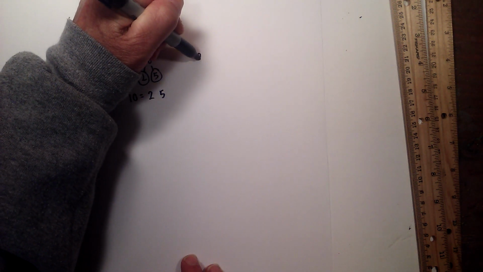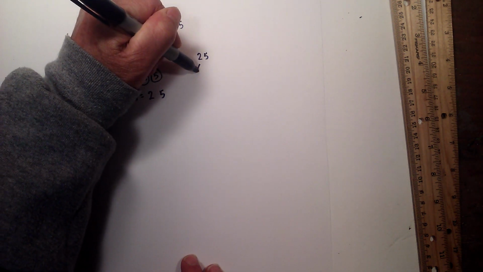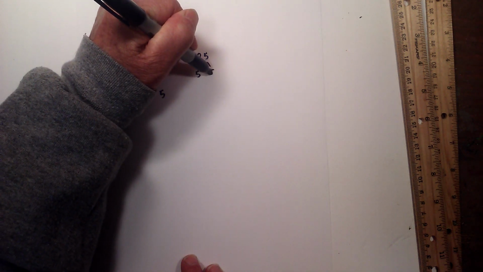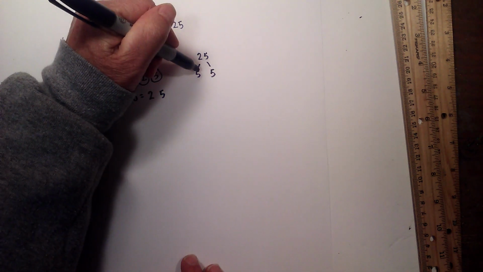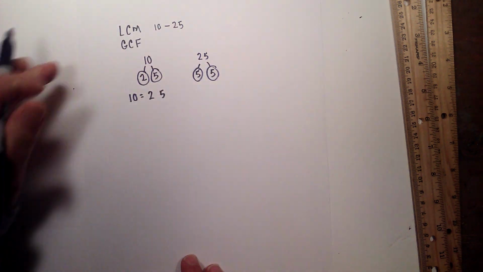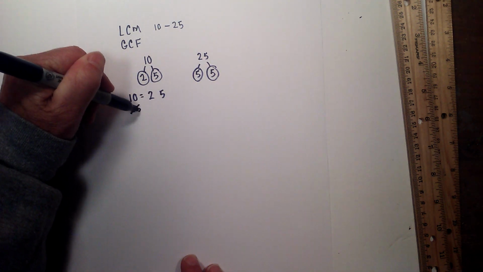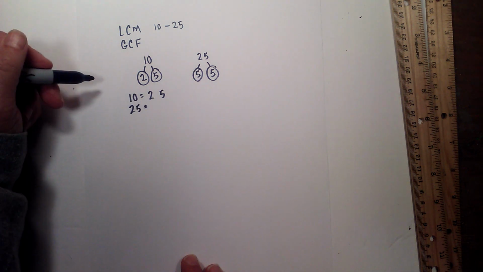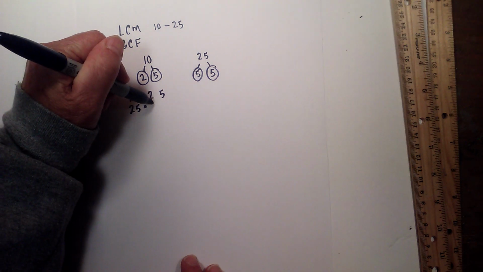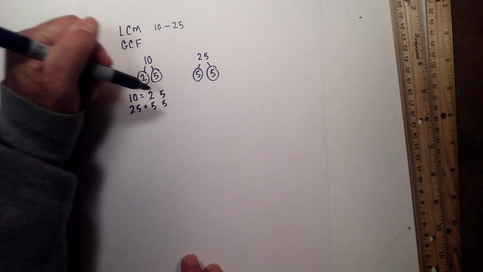Now let's try 25, and 5 times 5 is equal to 25, and I will circle both of them because they are prime. So now I will write out the two prime numbers that multiply together that equal 25, and that is 5 and 5.